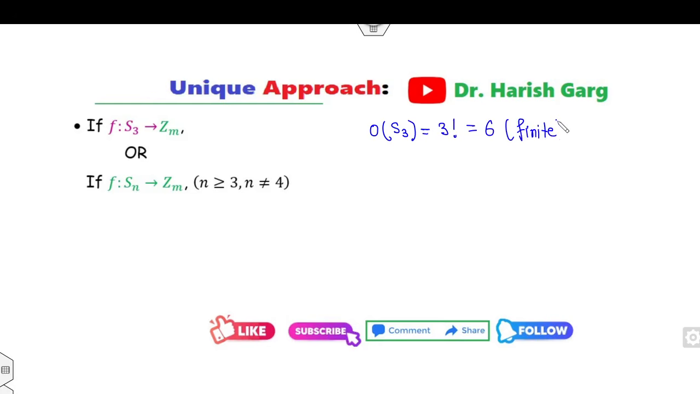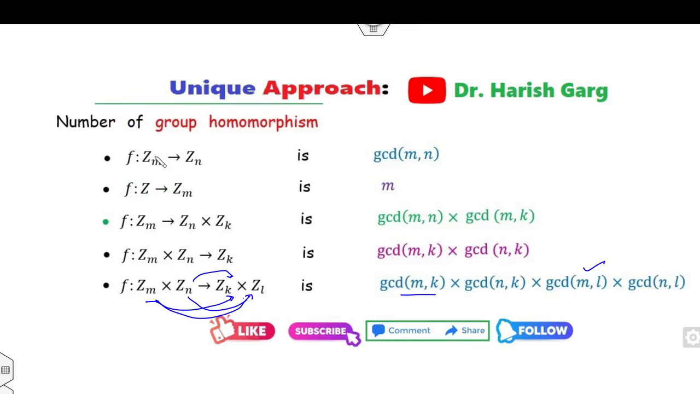Fine. And the order of Zm is m, which is also finite. Clear? In the previous cases, all these groups are of finite order. But make sure this concept, that is the GCD, is applicable only when you define the mapping from Zm to Zn. Fine, not from any finite group to a finite group.